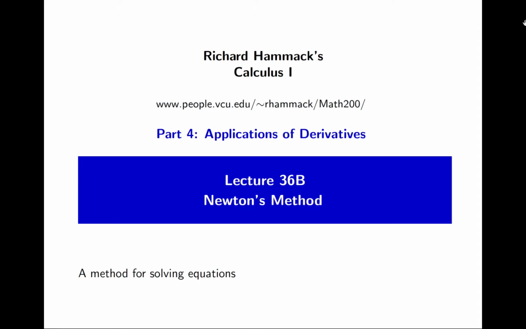Newton's method is a method of applying derivatives to the algebraic problem of solving equations. It was invented by Isaac Newton, who was one of the inventors of calculus, and he used it to solve equations where factoring or other methods of isolating the variable didn't work.